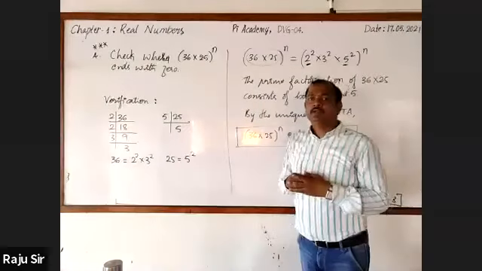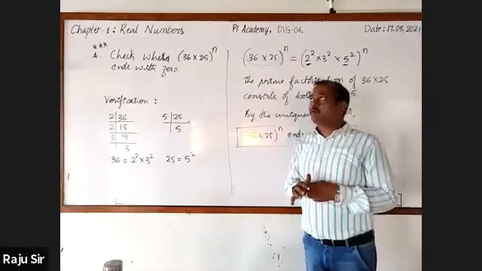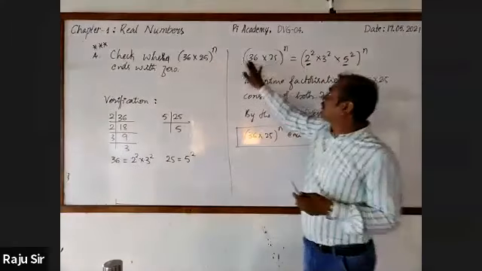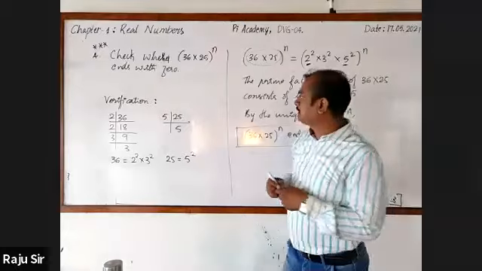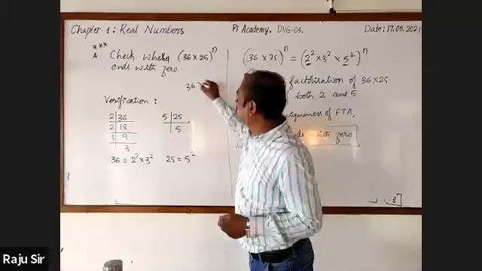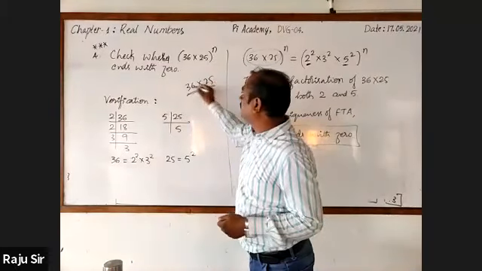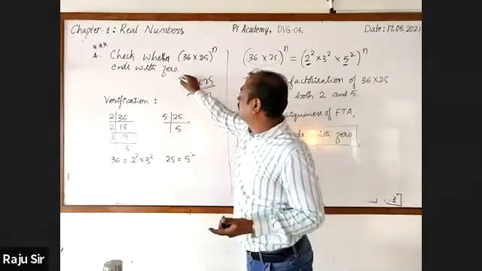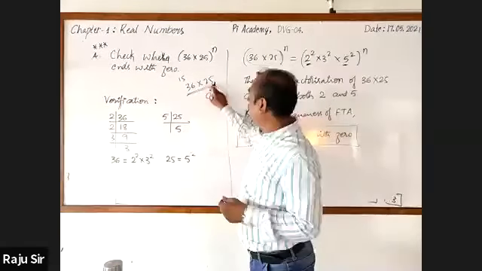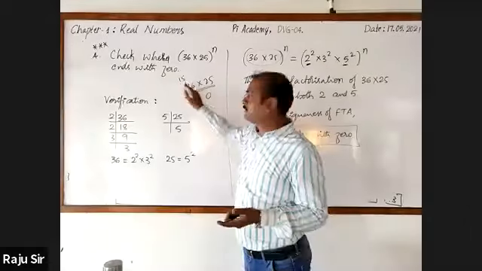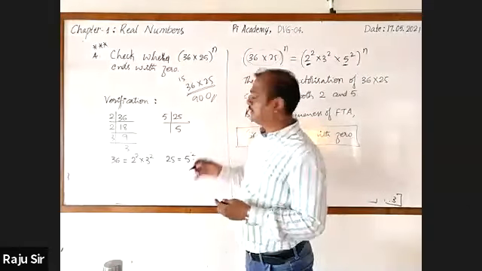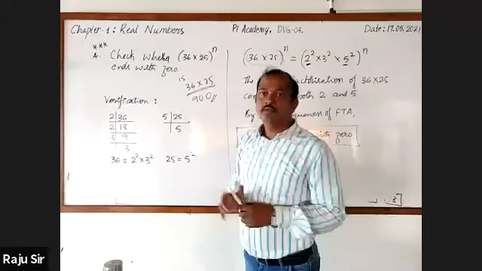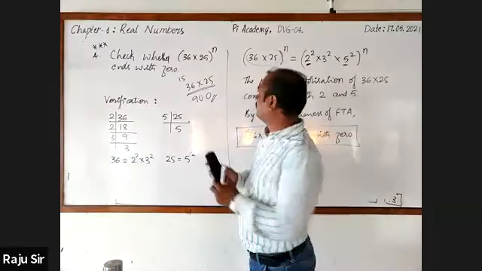Even by a general method you can verify this. If you multiply 36 into 25, you will get a number that ends with 0. Just look here, 36 into 25. 25 into 6 is 150, 0, 15 is the carry. 25 into 3 is 75 plus 15, 90, so 900. See, the number ends with 0. Hope that you have understood.